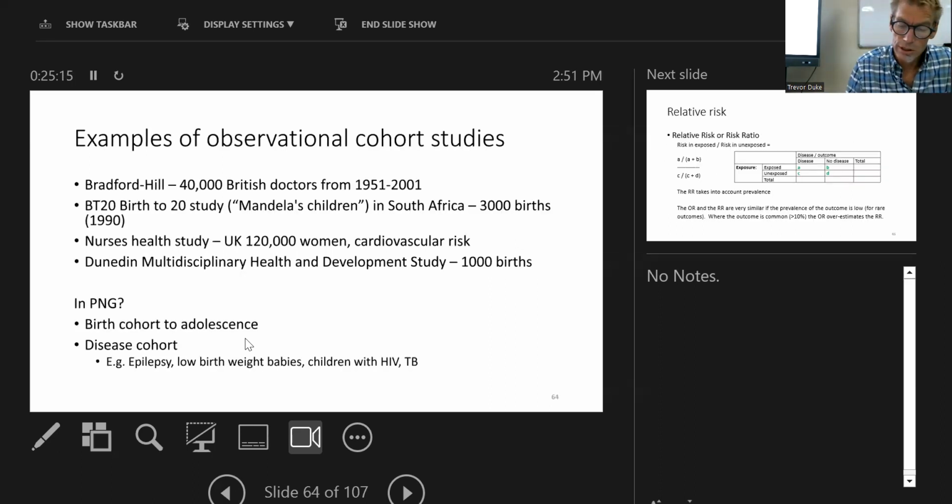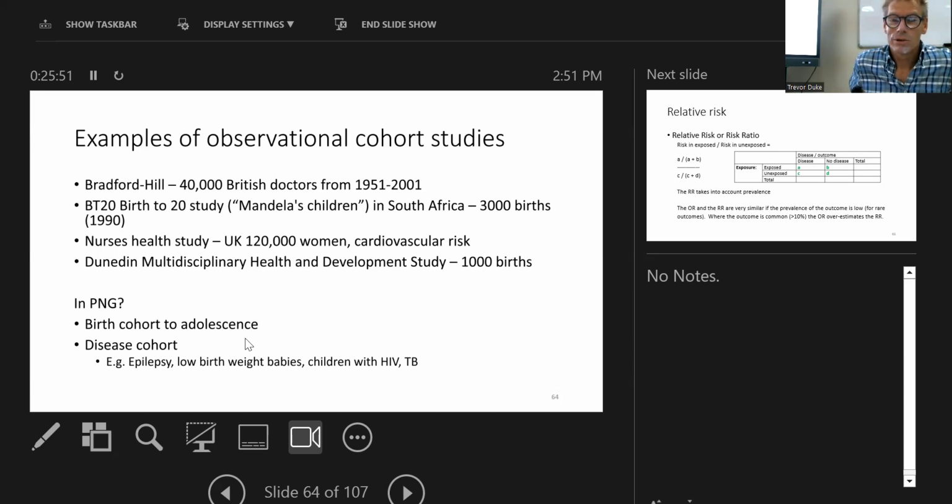This might be more useful, and that is there have been some very important longitudinal cohort studies that have been done. One of the first ones was a study of British doctors, 40,000 British doctors over 50 years, and it's called the Bradford-Hill study. You might have heard of Bradford-Hill. He was a famous epidemiologist, but he started this British doctors study. You might wonder why you'd study British doctors.